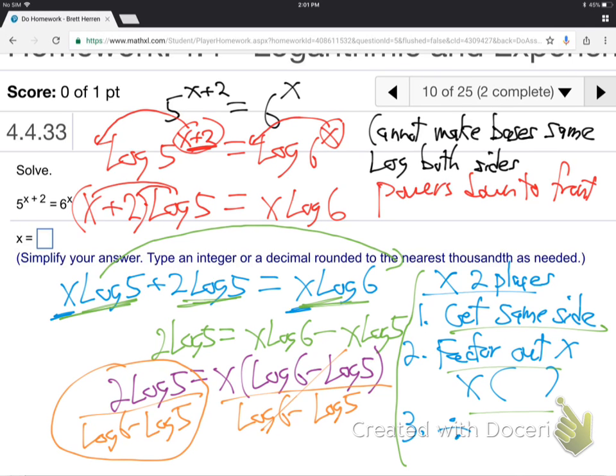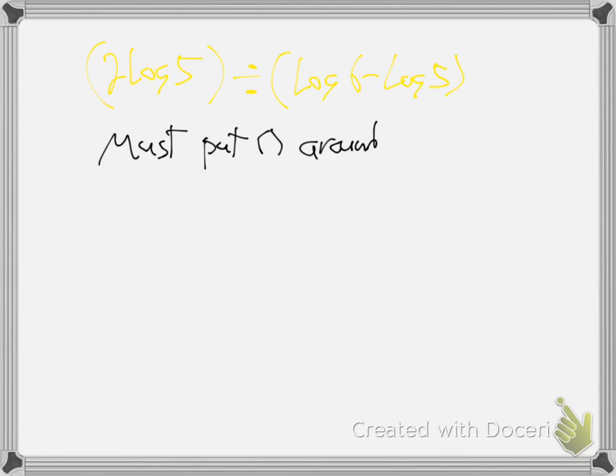But if it's all on one flat line, like mine, then you got to be careful to put parentheses around the numerator and the denominator. So you got to parenthesize this and parenthesize that. Let me go to a fresh screen. So we got 2 log 5 divided by parenthesis log 6 minus log 5. Does that make sense? So that's how you have to type it in. You must put parentheses around the top and the bottom.